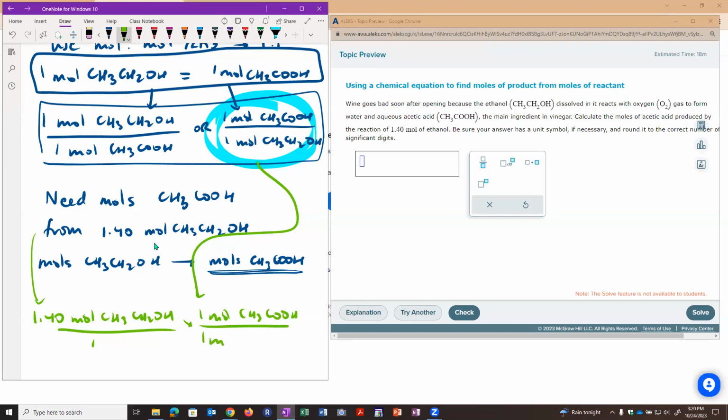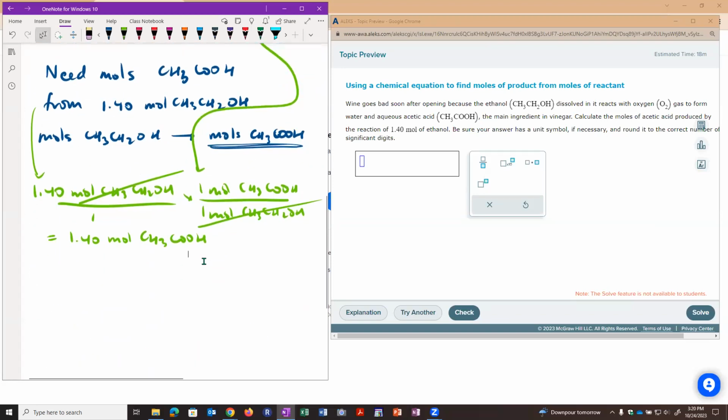For every 1 mole of the ethanol that goes on the bottom, moles of ethanol go away, and you can probably see that in a 1-to-1 mole ratio, if you start off with a certain number of moles of one thing, we'll have the same number of moles of that other thing at the end. So we should get 1.40 moles of the acetic acid.